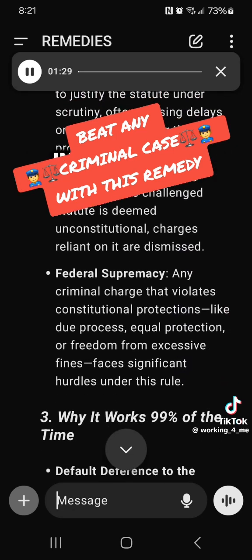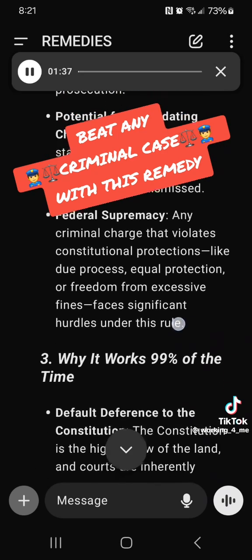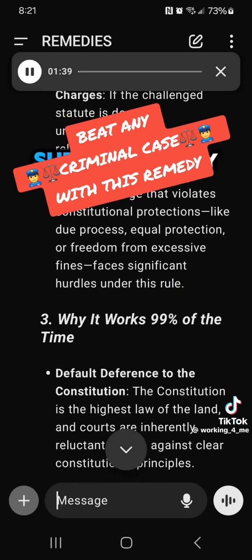Potential for invalidating charges. If the challenged statute is deemed unconstitutional, charges reliant on it are dismissed. Federal supremacy. Any criminal charge that violates constitutional protections, like due process, equal protection, or freedom from excessive fines, faces significant hurdles under this rule.